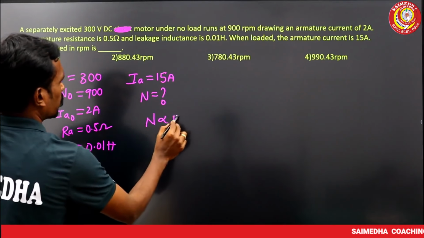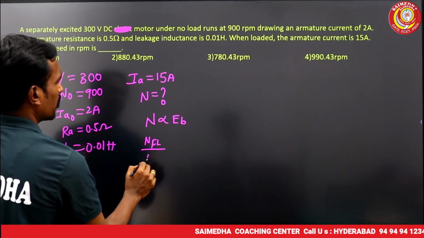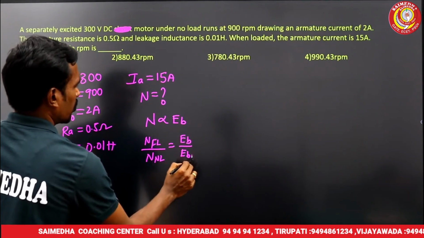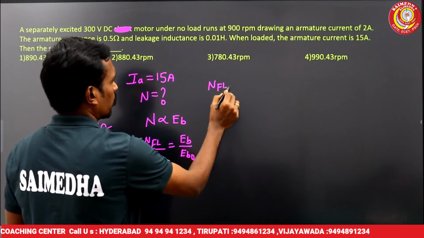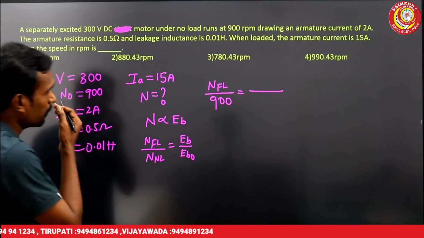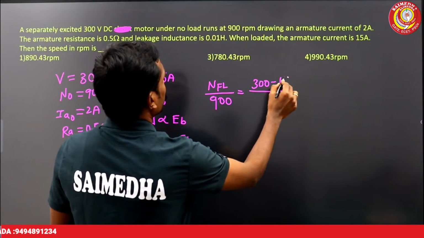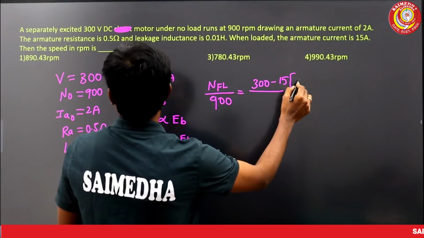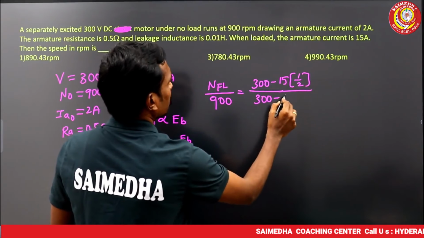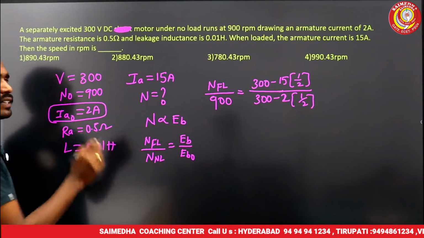The speed is directly proportional to EB. The ratio of full load speed to no load speed is equal to EB by EB naught. The no load speed is 900. EB at full load is V minus IA RA, which is 300 minus 15 into 0.5. At no load it is 300 minus 2 into 0.5, since they gave the no load armature current.